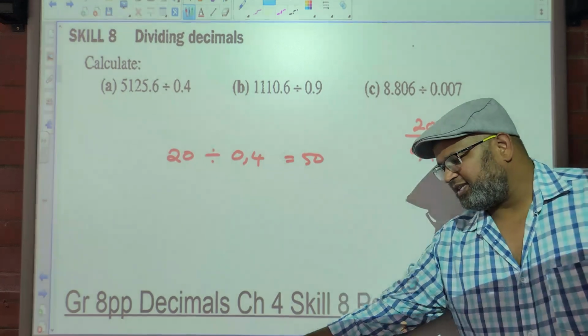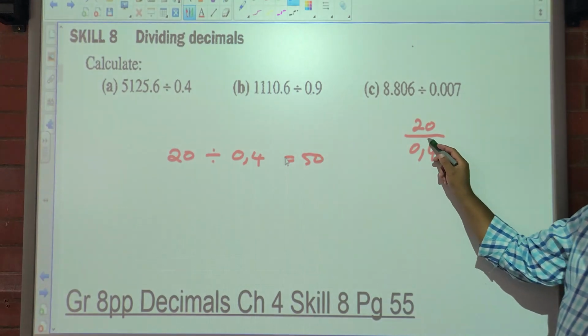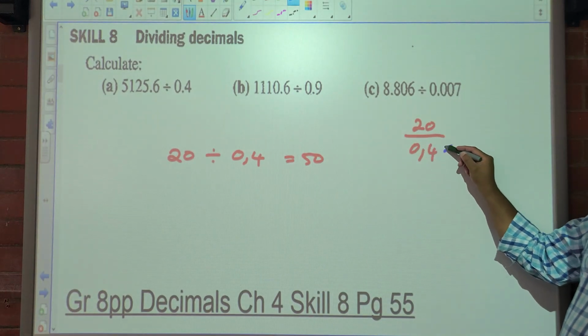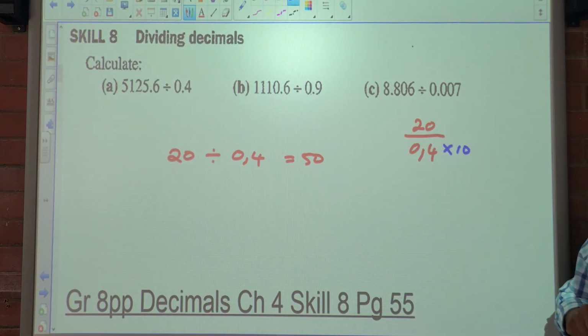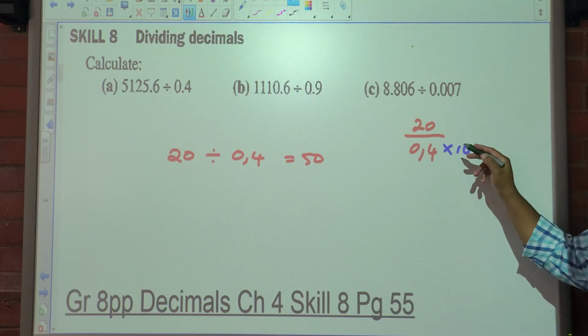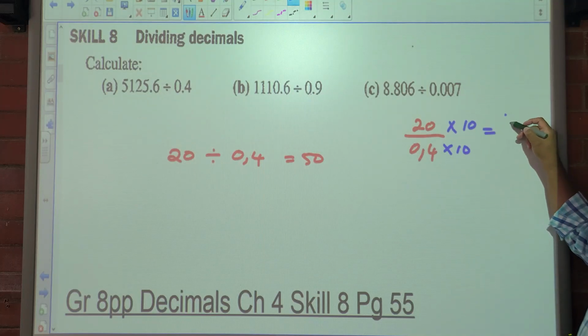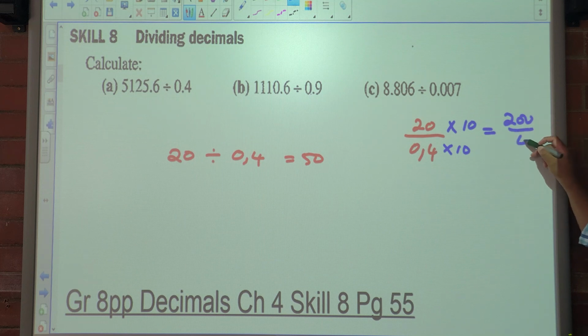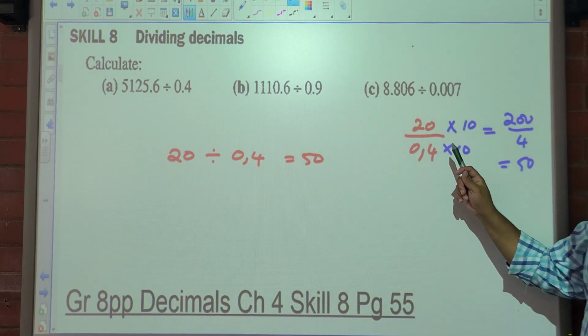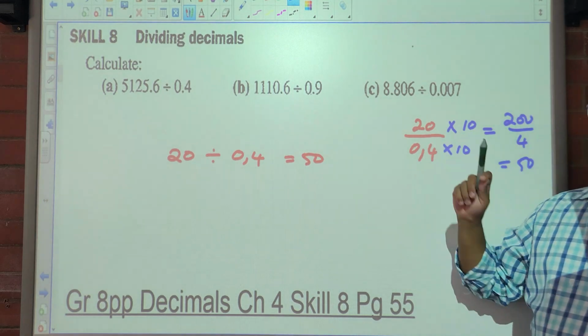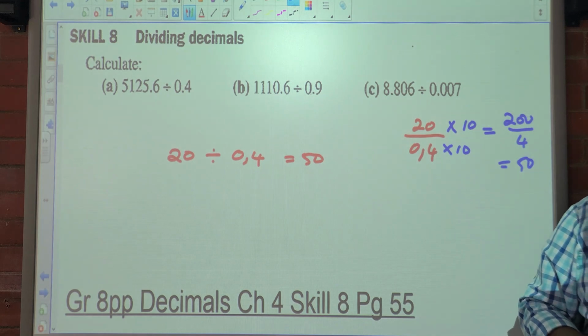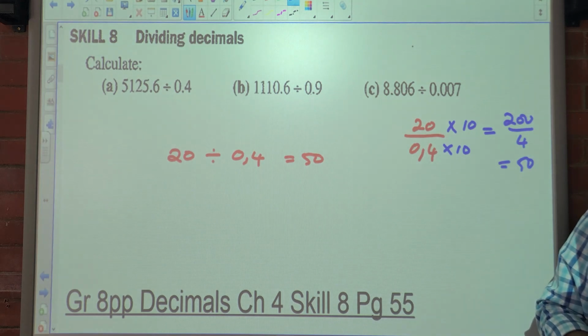So what we do is we get this to be a whole number. How do I get that to be a whole? If I multiply this by 10. What I do to the denominator, I must do to the numerator, so I multiply that by 10. So I get 200 over 4. What's 200 divided by 4? 50. Can you see that, people? So what I do is, if I multiply the divisor by 10, I multiply the quotient also by 10. Can you see that, people?